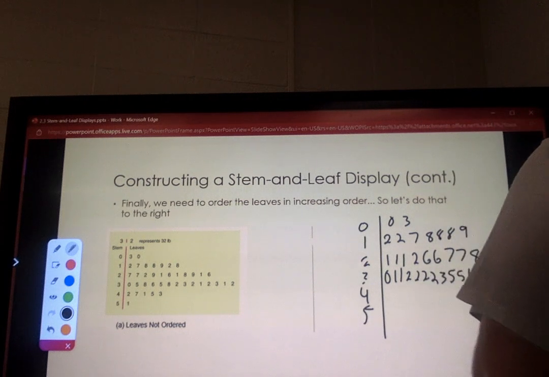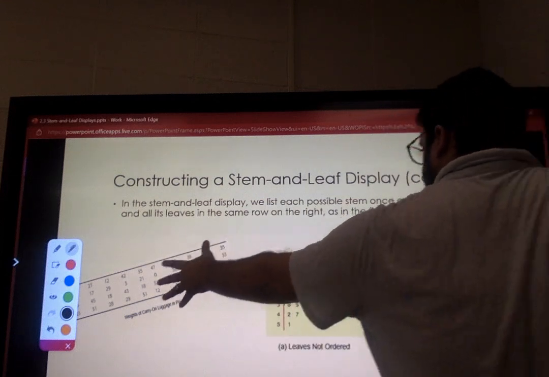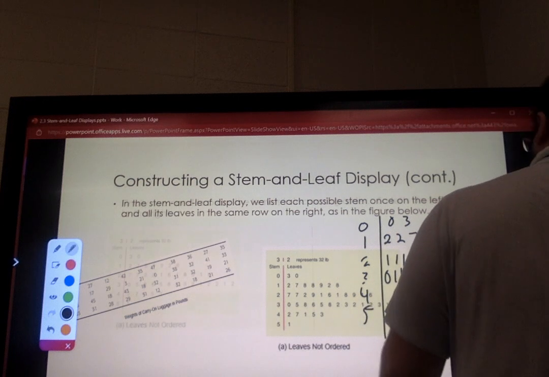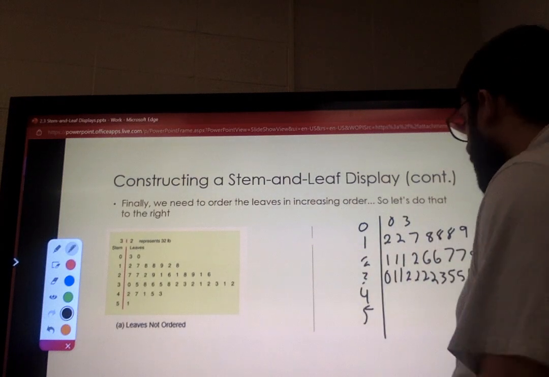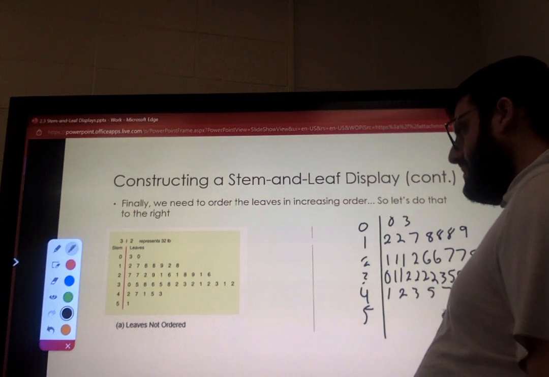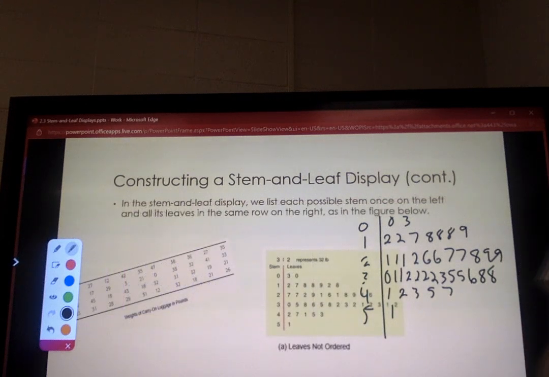For the 4, and again, this all comes from this data right here. This data gets put onto here, right? And then it gets reordered here. For the 4, I have a 1, 2, 3, 5, and 7, and then 5 gets the 1. Okay.